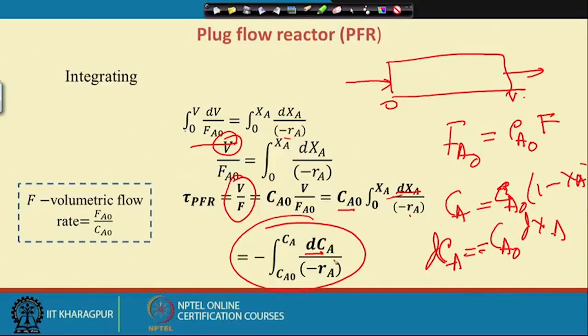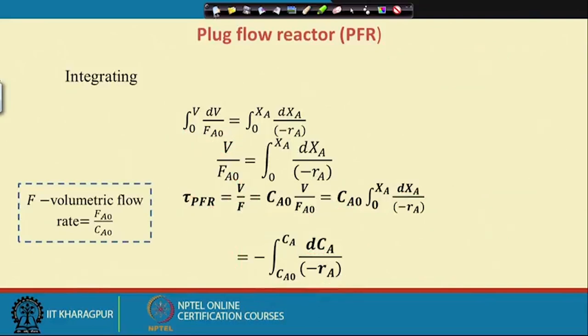So if we find out the tau of the plug flow reactor, and if we find out the F value, we can find out the volume of the reactor. F is the volumetric flow rate. Now, how can you find out the volumetric flow rate? Let me explain that.